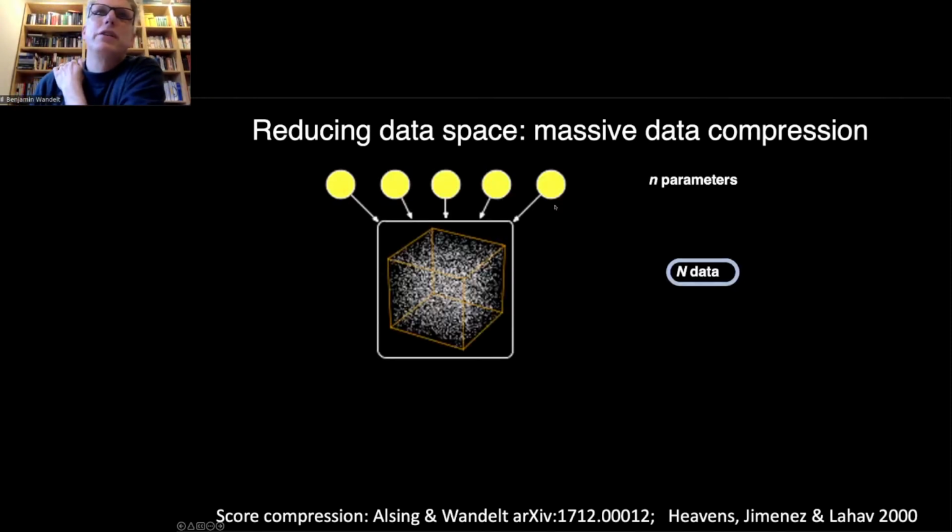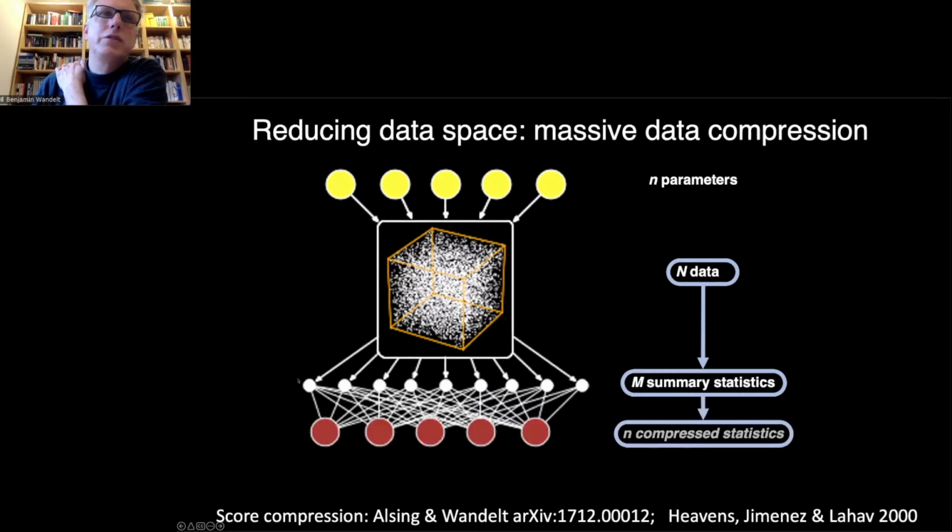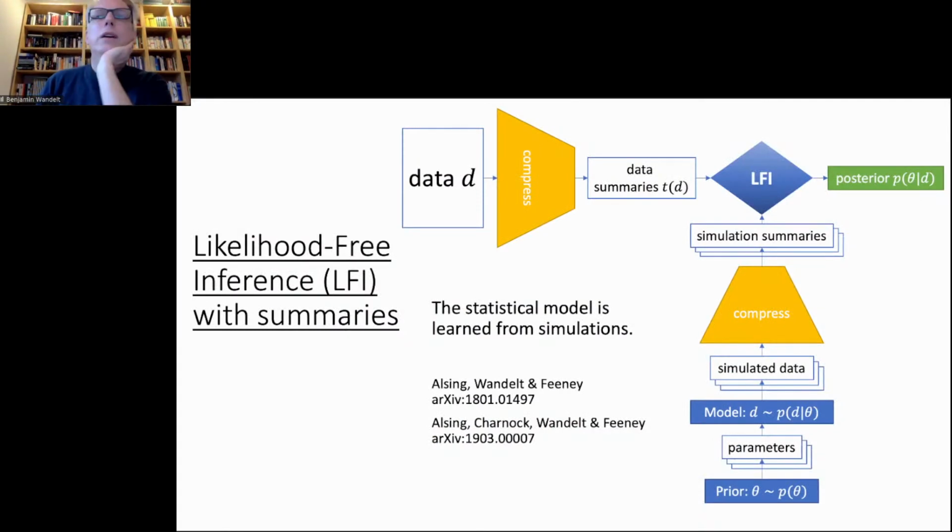You take your n parameters, you simulate some data, you then extract however many summary statistics from this data that you want, and it turns out you can always compress it down to just n numbers, where n is the number of parameters. You can always do that without losing information about the parameters. This is in terms of Fisher information, so it's information optimal. Okay, so here's a scheme where you do that.